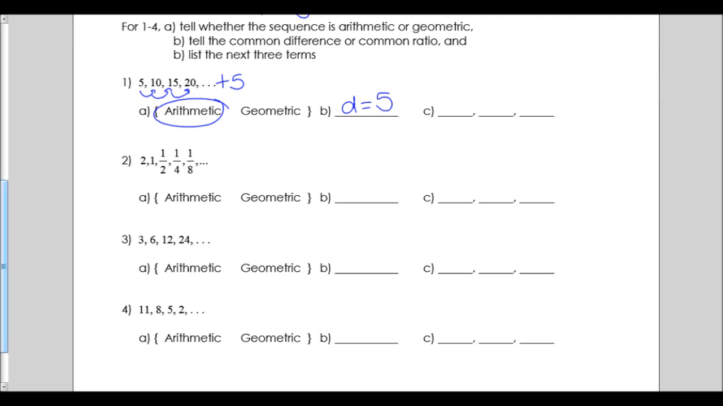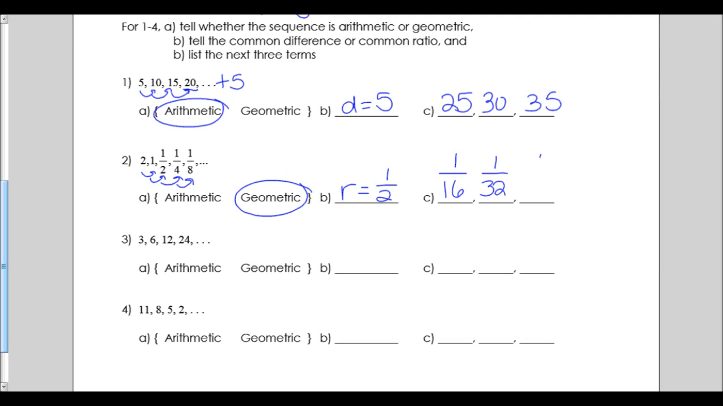If I followed this pattern, picking up after 20, if I add 5 to that, my next term would be 25, then 30, then 35. In number 2, what am I doing every time? I'm multiplying by the same number every time, so I'm geometric, and what I'm multiplying by is 1/2, so my common ratio, or R, would equal 1/2. If I follow the pattern, after 1/8, an eighth times a half is a 16th, times a half is 1/32, times a half is 1/64. We're going to leave some blank in this video, and then we'll come back and pick those up in class, or you can try them on your own if you want to.